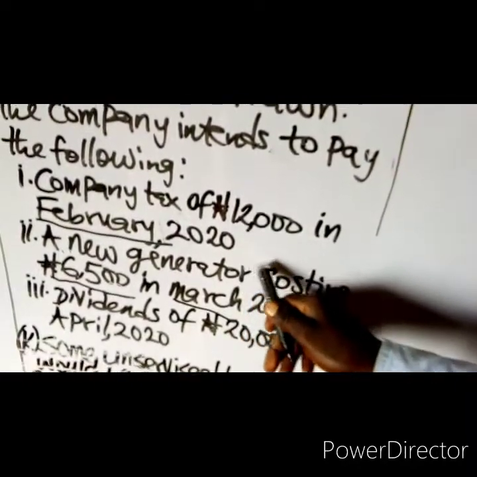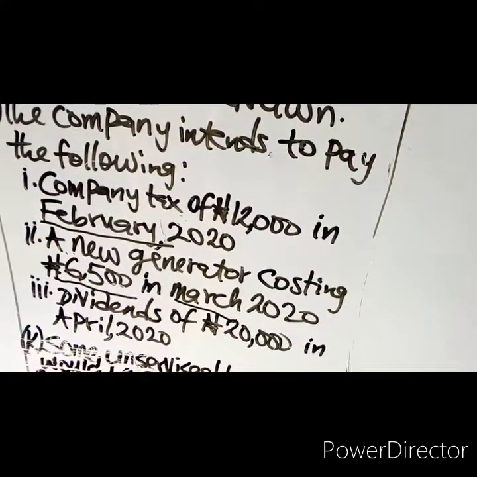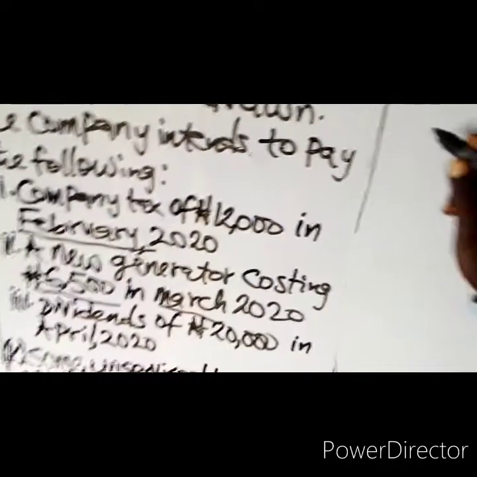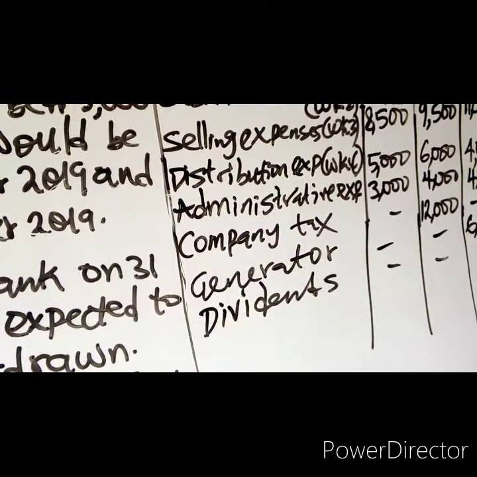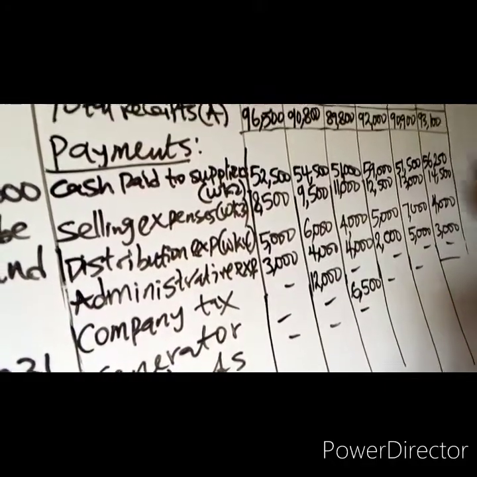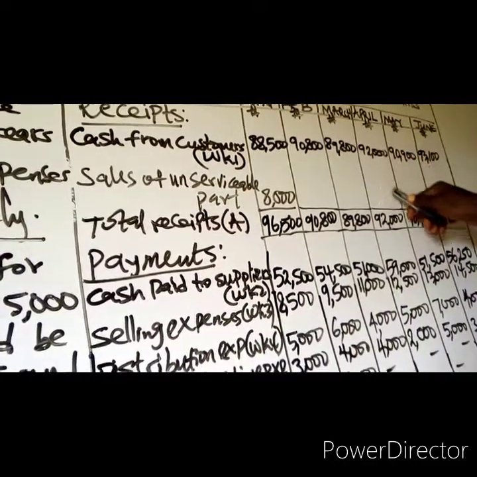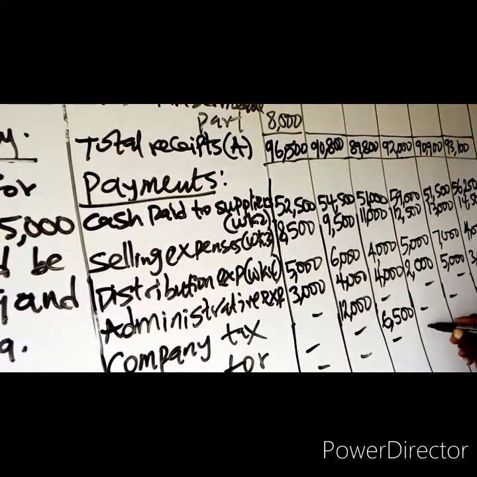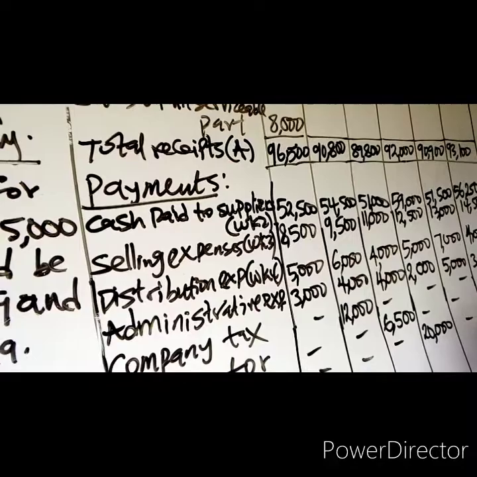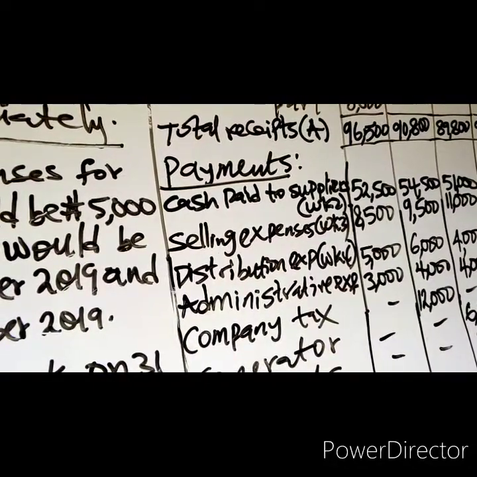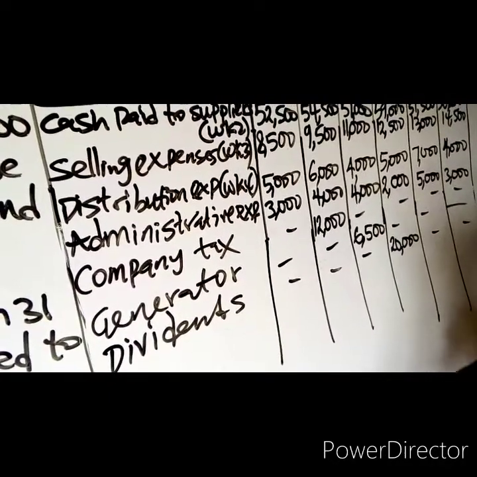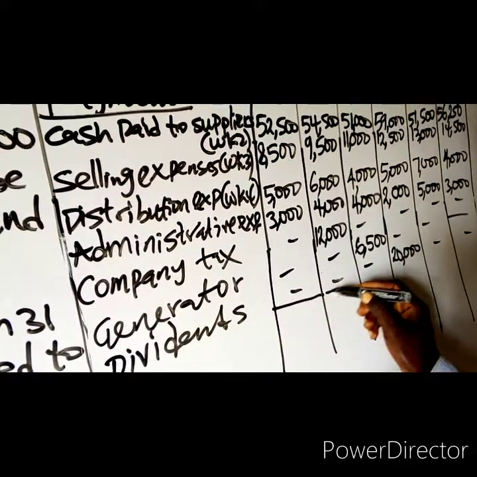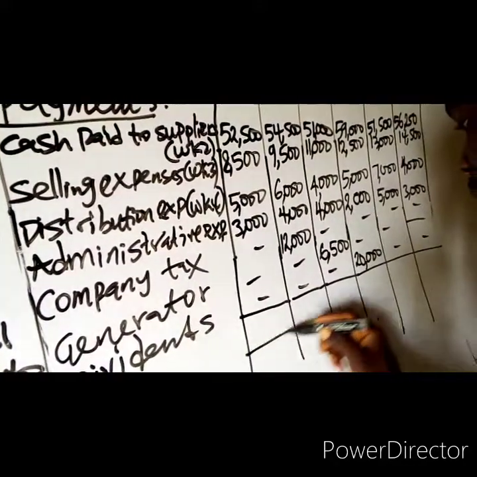Then note J3. Dividends of 20,000 in April 2020. Dividends of 20,000 in the month of April. This is March, then April 2020, and that dividend of 20,000 will be paid. Those are all payments made in the period. So you sum up the payments. You have the total payments.